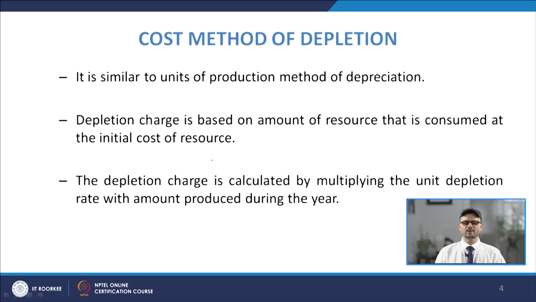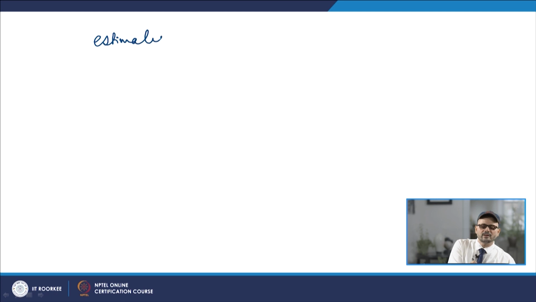As you know, it is similar to the units of production method of depreciation, and here the depletion charge is based on the amount of resource that is consumed at the initial cost of the resource. So, in these cases the depletion charge is calculated by multiplying the unit depletion rate with the amount produced during that year. So, take an example of the cost method of depletion. Suppose you have a reservoir, and it is estimated that there are 1 billion barrels of oil in the reservoir.